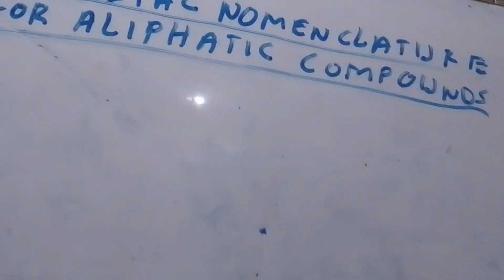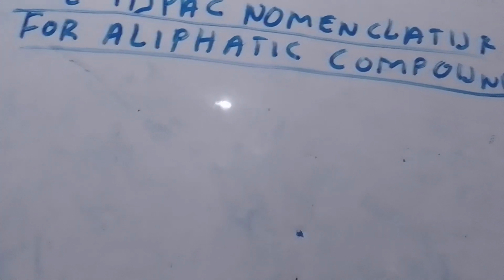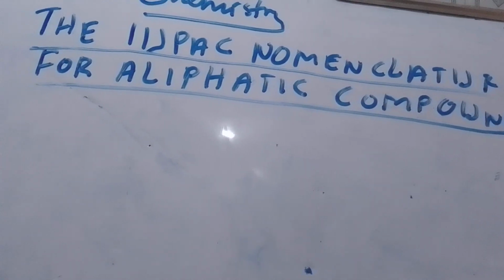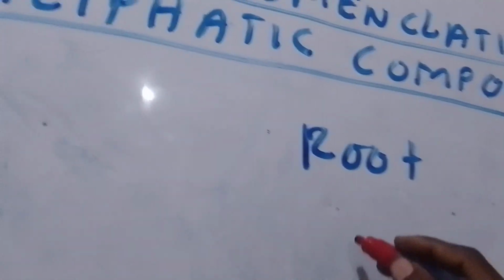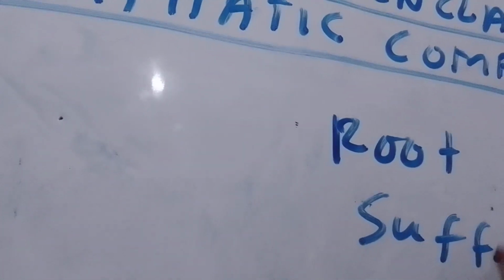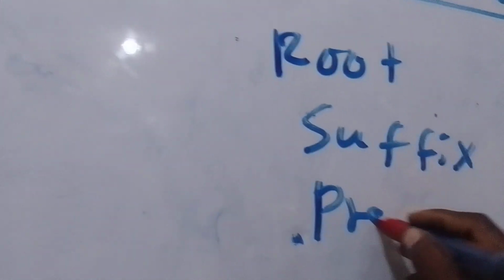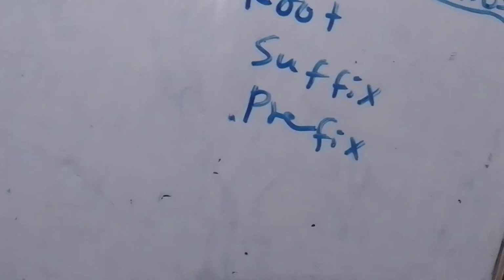Now, in IUPAC nomenclature, the name of an organic compound consists of root, suffix, and prefix. Now, what do you mean by root? The root is the name of the parent aliphatic hydrocarbon of the longest carbon chain in a molecule.